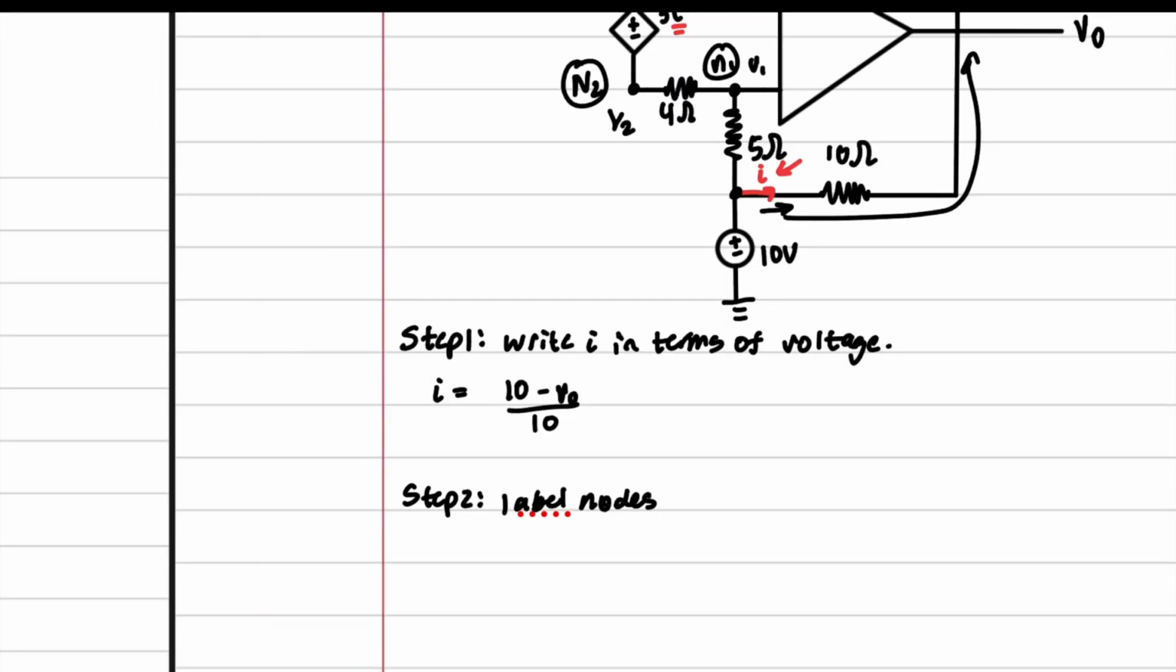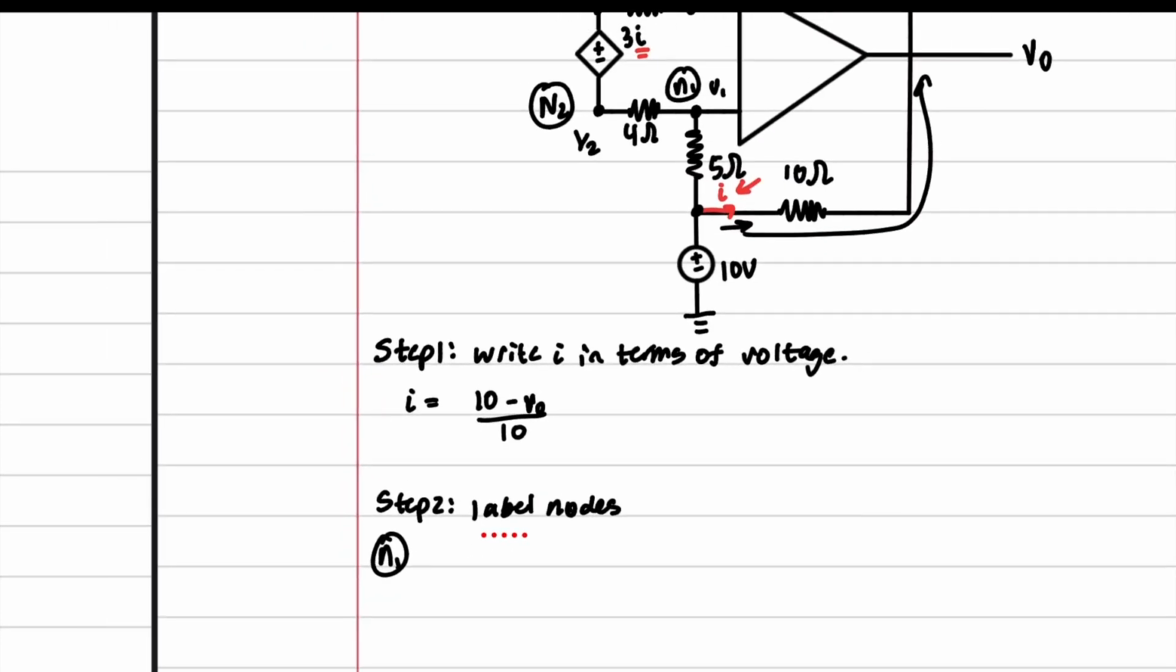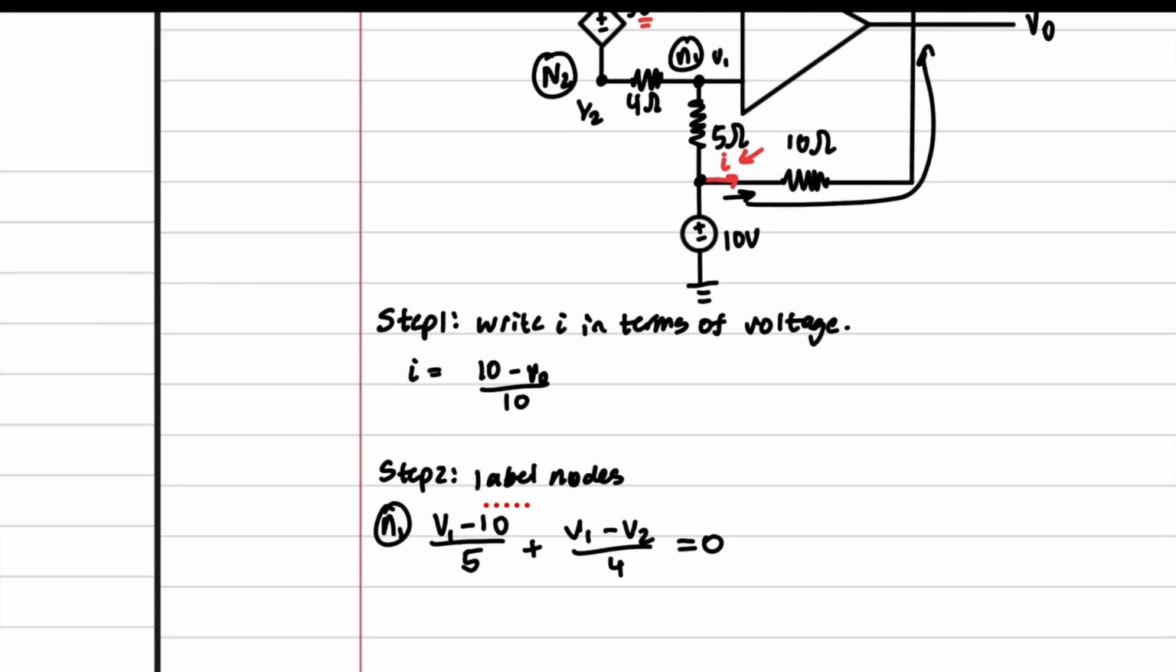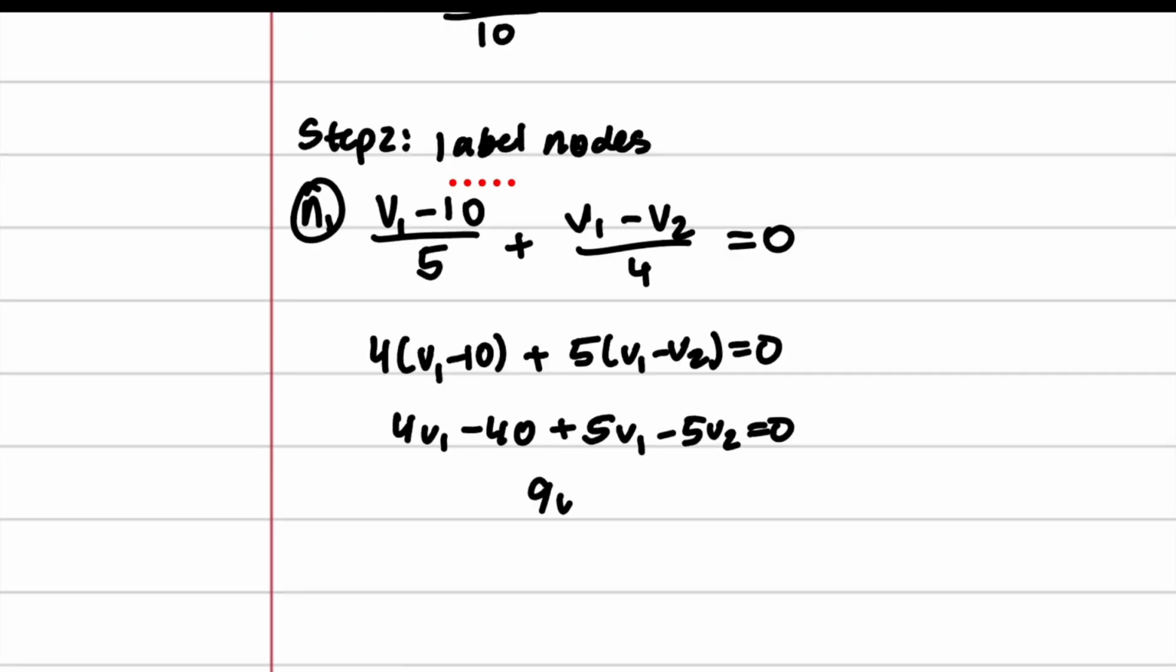So we're going to write a nodal equation for N1. And that's just going to be (V1 minus 10) over 5 plus (V1 minus V2) over 4 is equal to 0. I'm going to go ahead and simplify and multiply by 20. And we're left with 9V1 minus 5V2 equals 40, right?